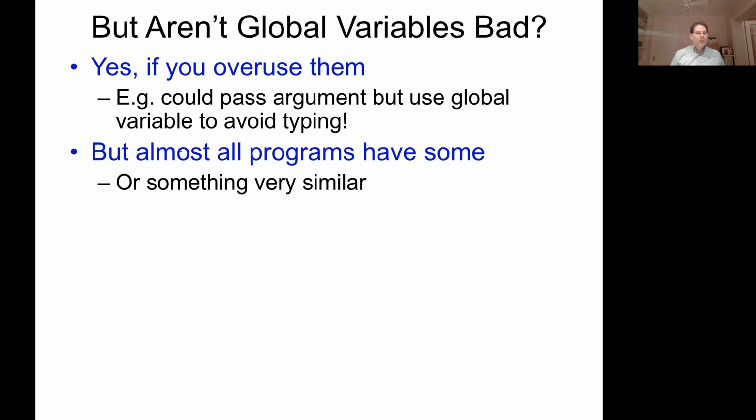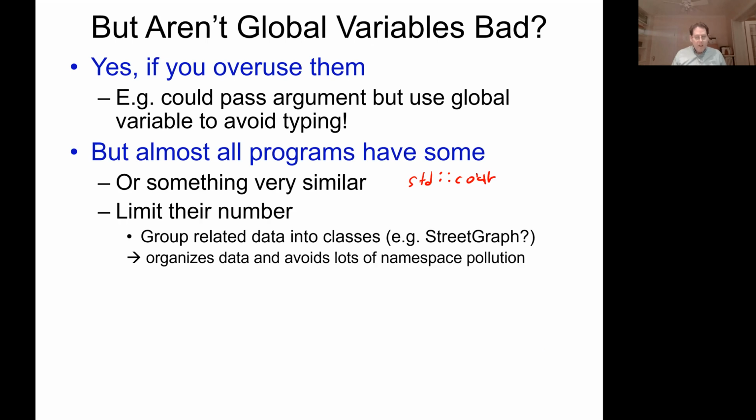But almost all programs do have some global variables or something very similar. There are a few ways you can kind of hide global variables a bit, but they're essentially still global variables. So for example, whenever you've done output so far, you've been using standard cout. Standard cout is a global variable. So there are a few global variables in pretty much every program. You want to limit their number.